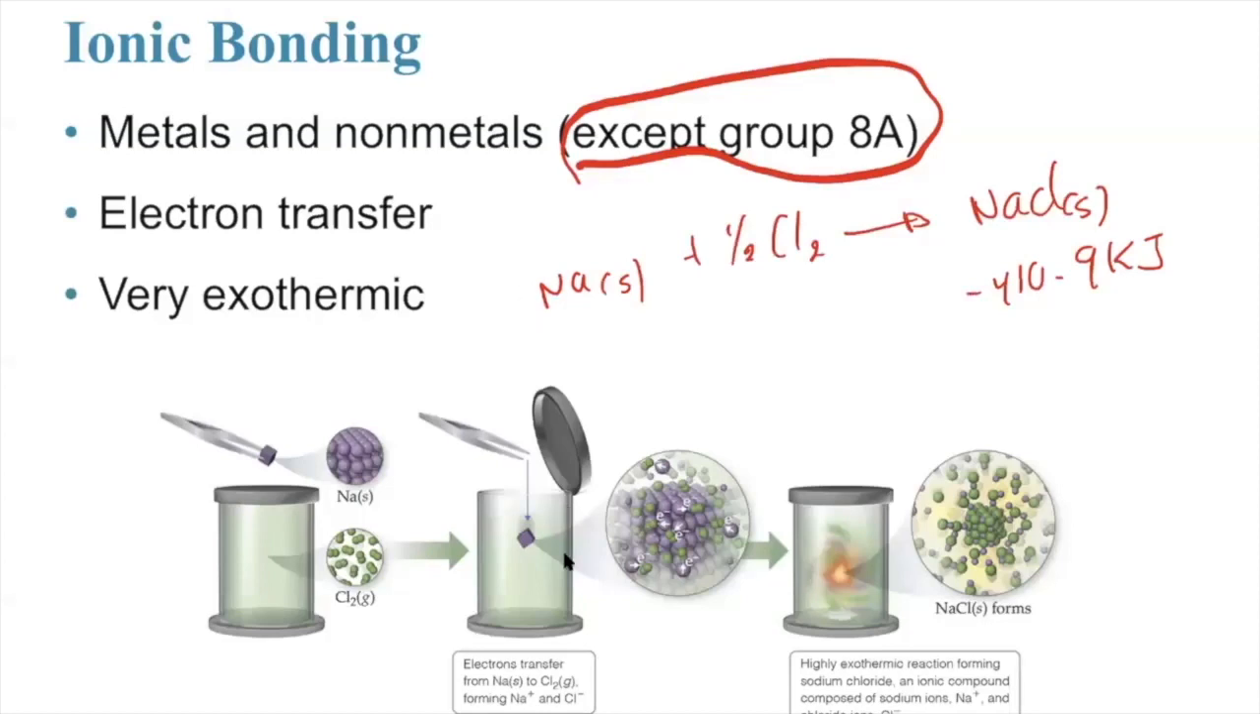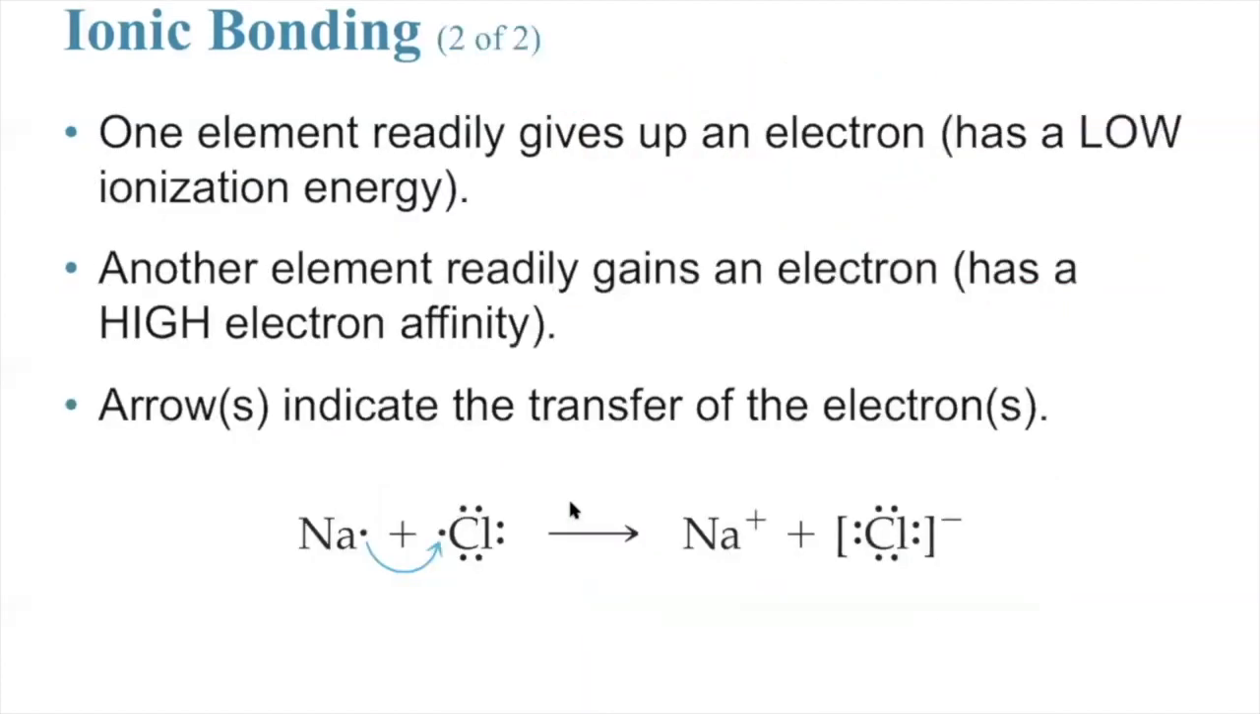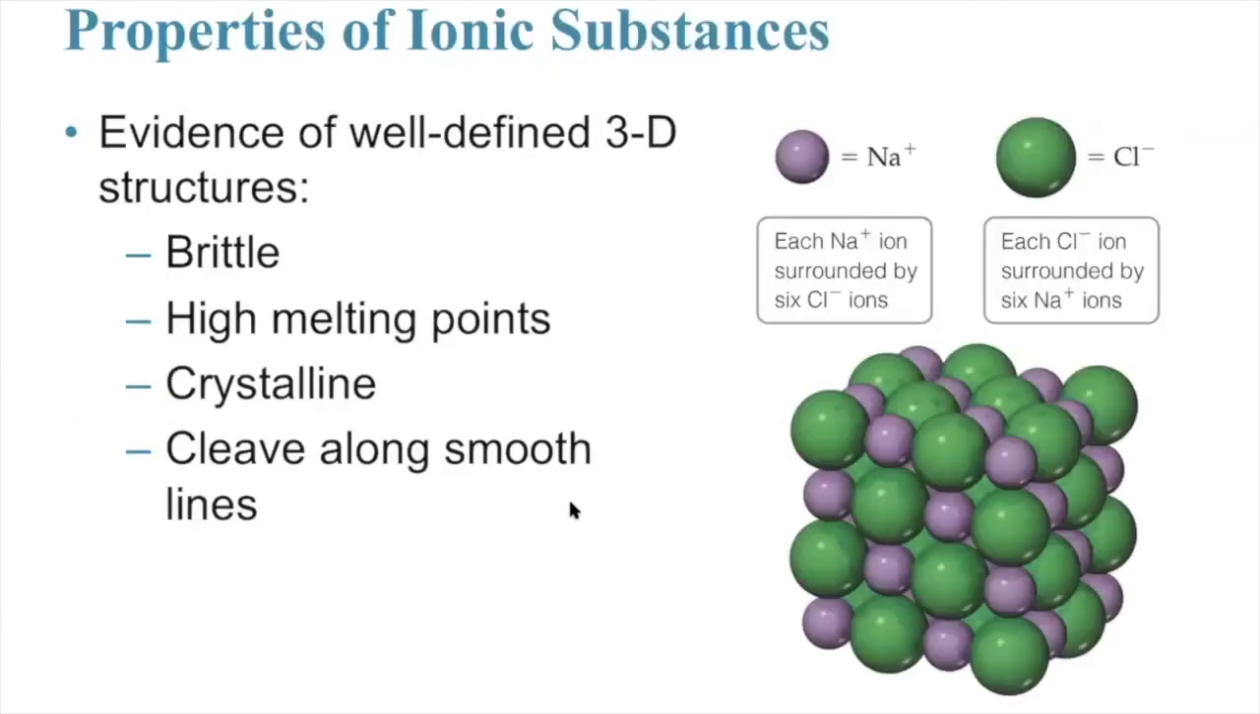Now the question is, where does this energy come from? Keep in mind that in ionic compounds, one of the elements is going to easily give up an electron. In this case, the metals have low ionization energy. Another element is going to easily gain an electron. This is going to be the non-metal, which has high electron affinity. The arrow is indicating that the transfer is always going to happen from the metal to the non-metal.